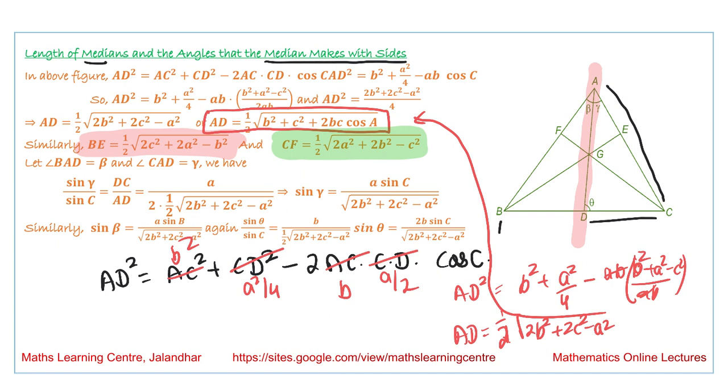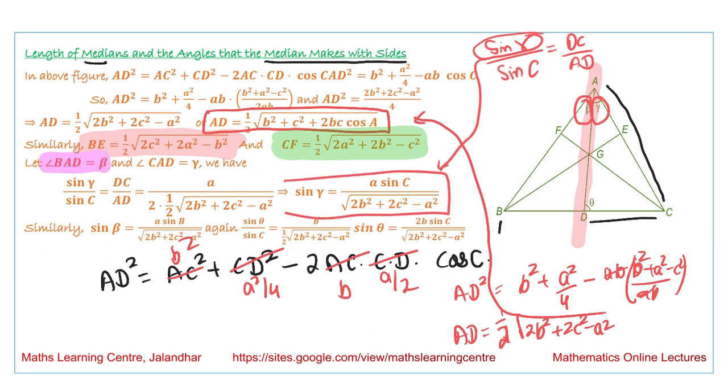Suppose we say that the angle BAD is equal to beta. We are talking about this angle, it is beta, and this angle is gamma. So what we will have over here is sine gamma over sine C equal to DC over AD. And if we substitute the values over here and find the value of sine gamma, we obtain it is equal to this value. Similarly, the value of sine beta we obtain is in this form.